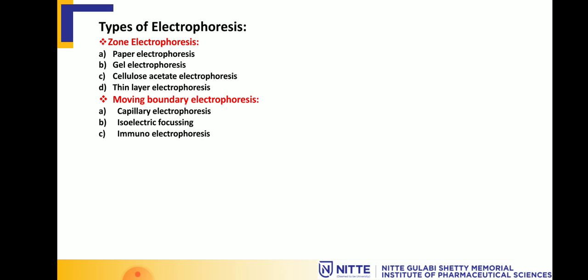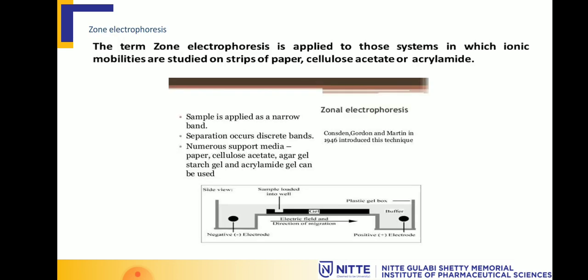So let us come to zone electrophoresis. What is zone electrophoresis? The term zone electrophoresis is applied to a system in which ionic mobility is studied on a strip of paper, cellulose acetate or acrylamide. Here you have a supporting material for your sample. So what you do is place your sample onto the supporting material, which is generally made up of paper or cellulose acetate or acrylamide.